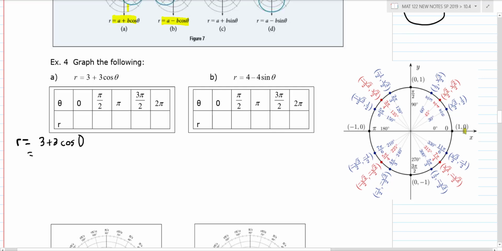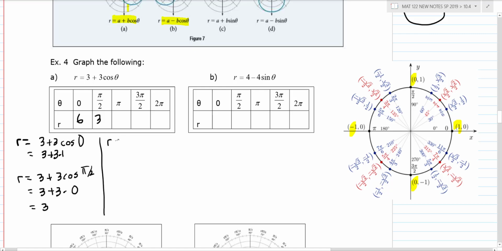Okay, and again I'm just going to highlight the x value around the unit circle, and then we're just going to do some simple number crunching. So this would be 3 plus 3 times 1, so that would be 6. So we'd have a point (6, 0) in the polar coordinate system. Then we're going to move to the next one, 3 plus 3 cosine pi over 2. Okay, that'll be 3 plus 3. The cosine of pi over 2 is 0. So that will be 3. So that gives another point.